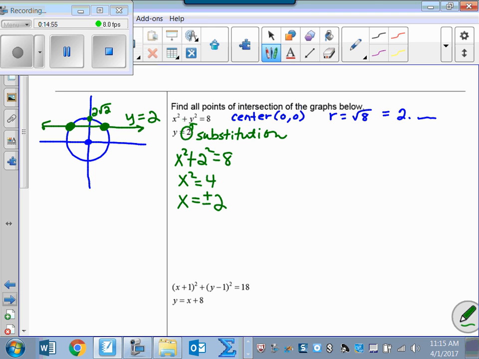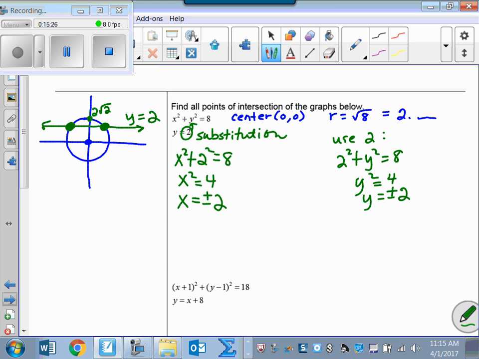So let's use positive 2 first. Okay, and I'll plug it right into my circle equation. So 2 squared plus y squared equals 8. So y squared equals 8 minus 4, which is 4. So y equals plus or minus 2. Okay, well, let's see. When I use positive 2, I can see clearly that y can't be negative 2, right?